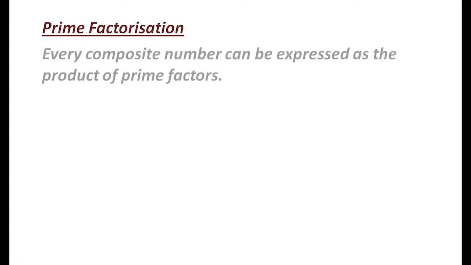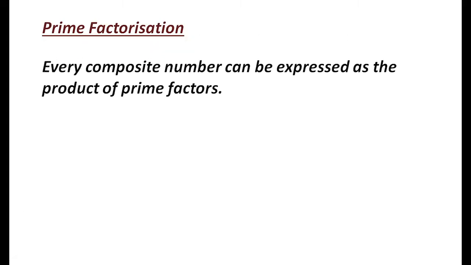So prime factorization is every composite number can be expressed as the product of prime factors. Here, factor tree can be applied only for small numbers. So, if the number is a little bit big, how to do prime factorization? That only I am going to explain. See, here I took 24. 24 also we can do factor tree, but here I am going to explain prime factorization, the long division method also.